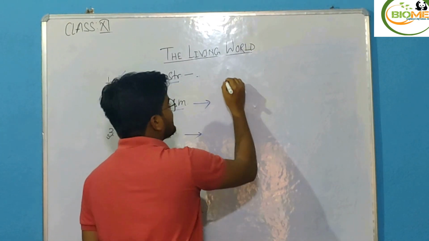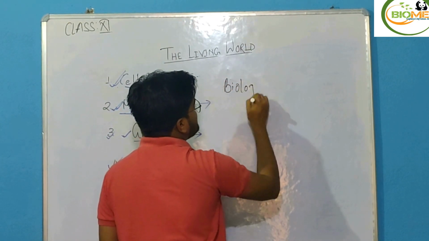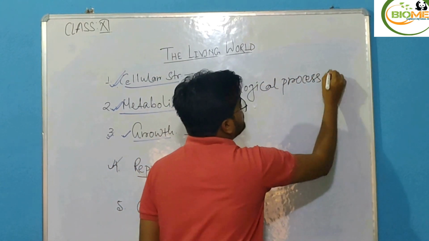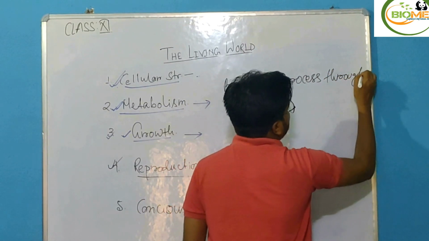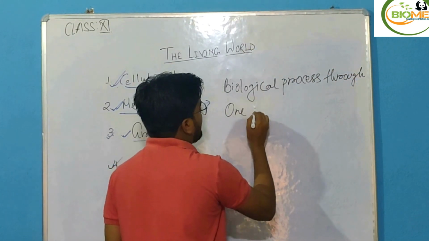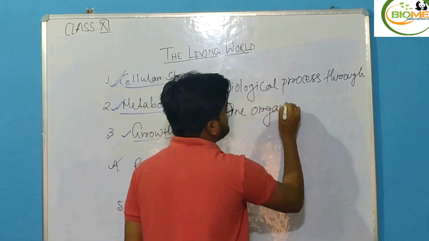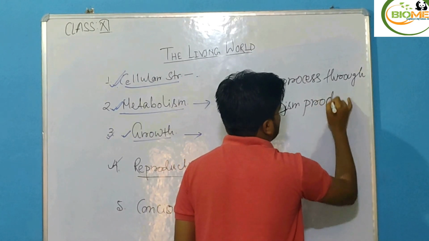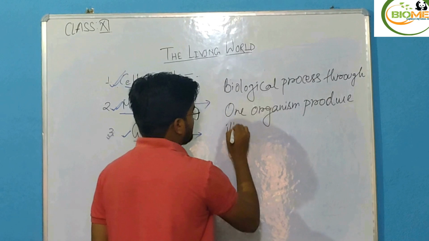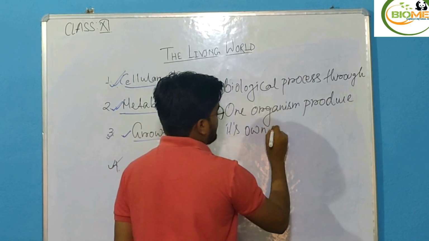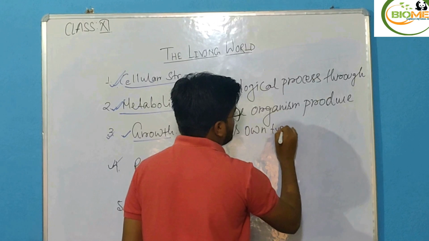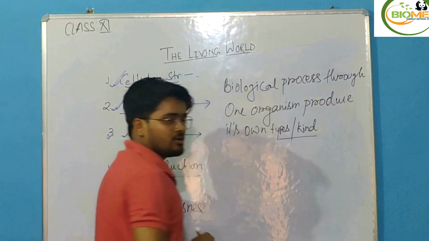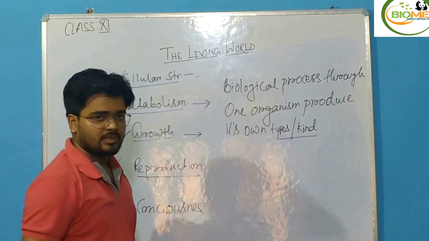So reproduction is a biological process through which one organism produces its own types or kind. Got it?